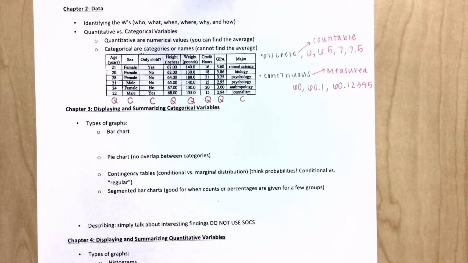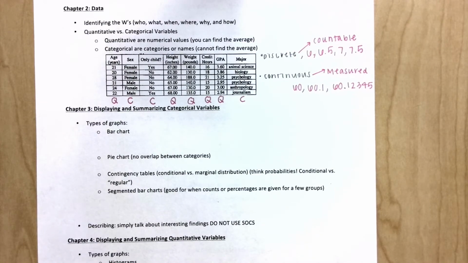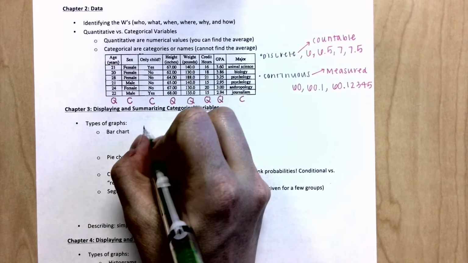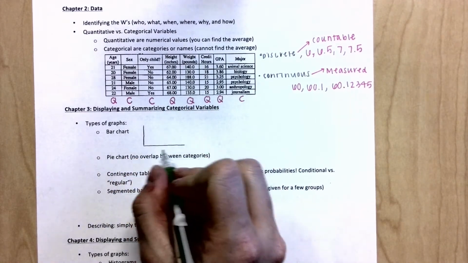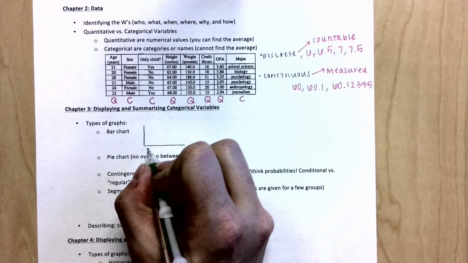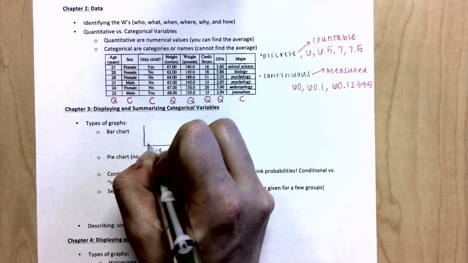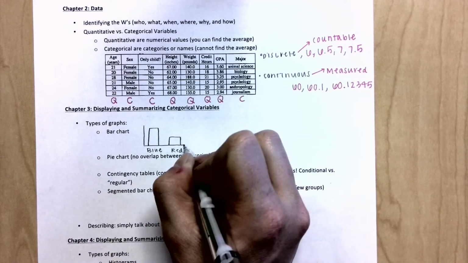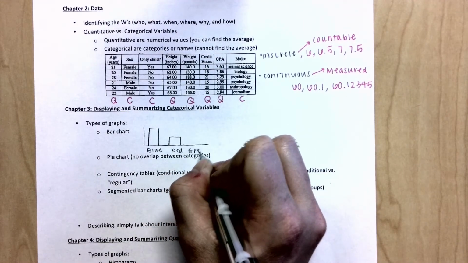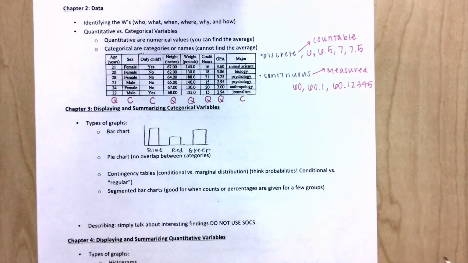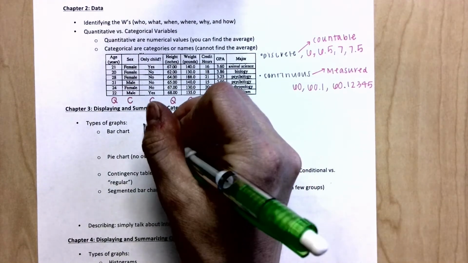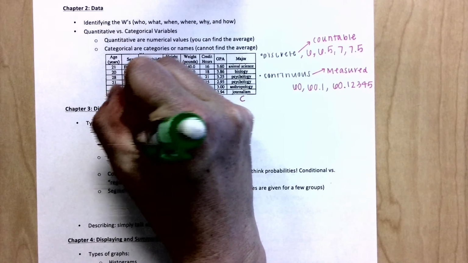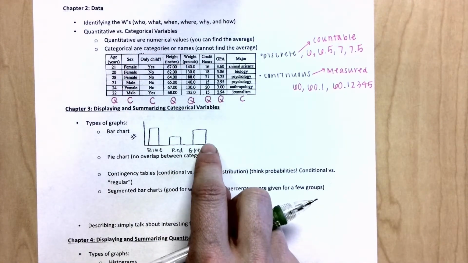Okay, in Chapter 3, we talked about how to display and summarize categorical variables. So there's several different types of graphs. You could make a bar chart. Remember that a bar chart is going to have your different categories listed horizontally. So let's say I was just looking at favorite color. I would have a bar for blue. I would have a bar for red. And I could just keep going here. So let's say this is green. I have a bar for green. Vertically, this would be the frequency or number of people that fall into each category.